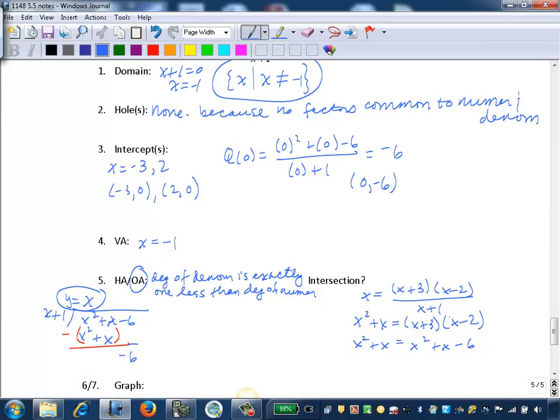If we collect our like terms, subtracting x squared from both sides, they're eliminated. If we subtract x from both sides, those are eliminated, so we're left with 0 over here. So we're left with 0 equals negative 6, and that's obviously false, and there's no solution to that. So that means that our graph does not intersect the oblique asymptote, so no intersection.